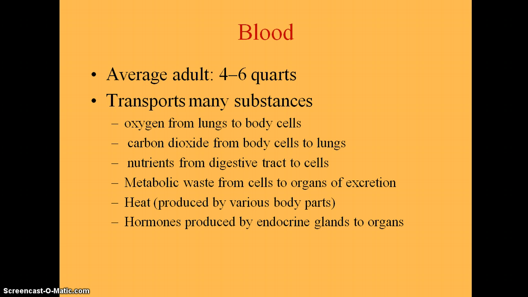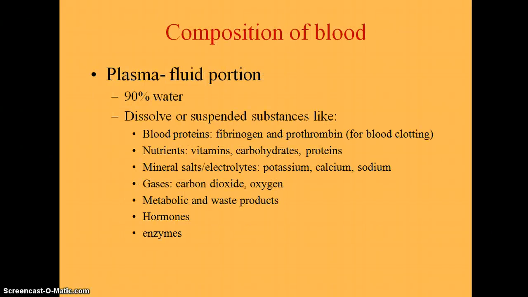The blood also carries heat that's produced by the various body parts, because part of the process of metabolism is to produce heat and energy. And then hormones it carries. Those are produced by the endocrine glands, and they're carried by the blood to the different organs that need them. So the blood supply is extremely important to all the different parts of the body. And these are the things that it transports.